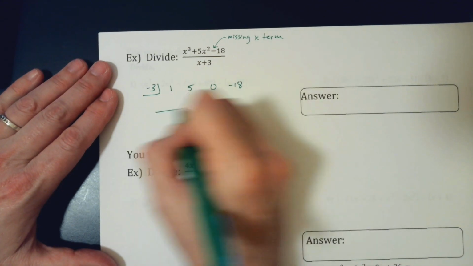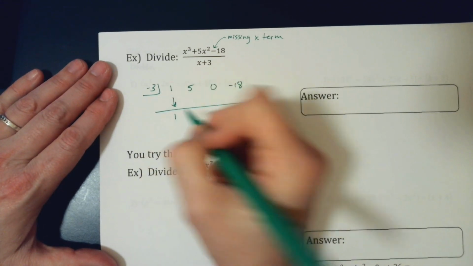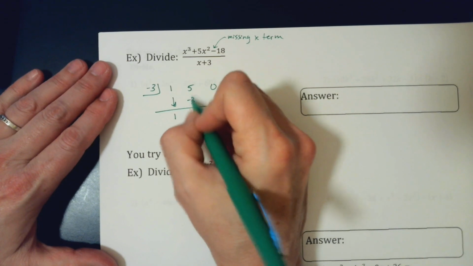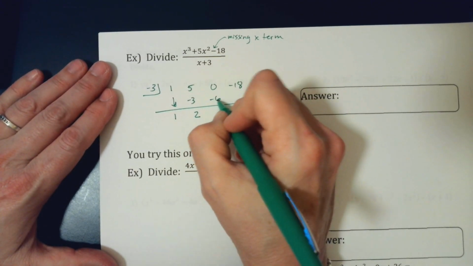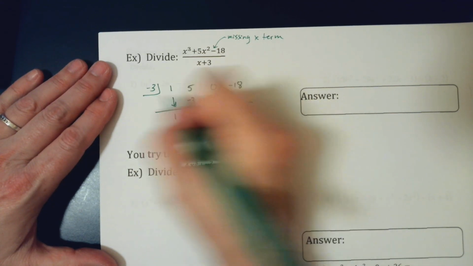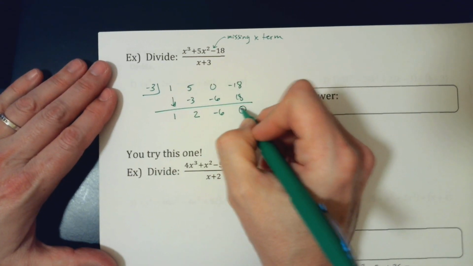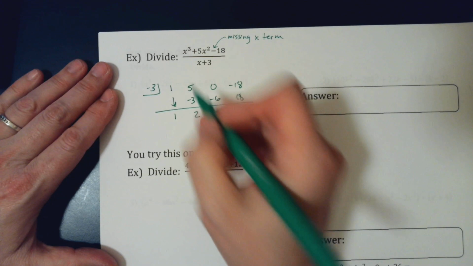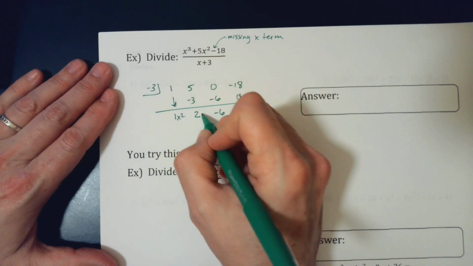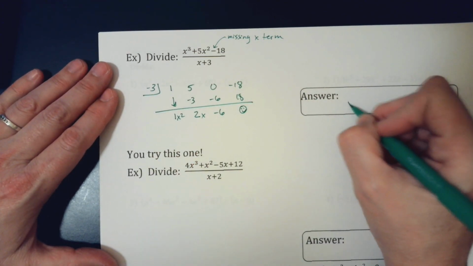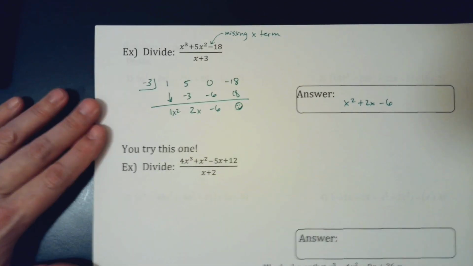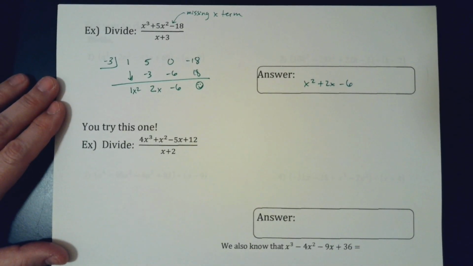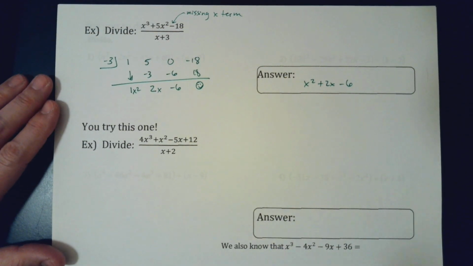All right, here we go. Bring a 1 down. 1 times negative 3 is negative 3. Add this up to 2. 2 times negative 3 is negative 6. Adds up to negative 6. Multiplies to 18. And 0. Oh, yay! All right, so this was x to the third, so I start with x squared, and then x, and then nothing. So my answer is x squared plus 2x minus 6. No remainder. All right, stop the video for a second. Try this one.